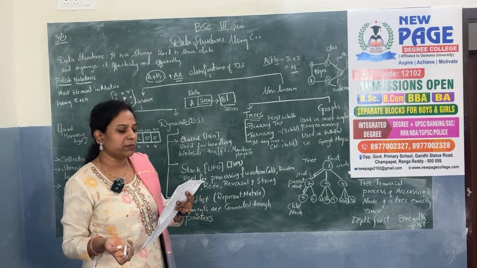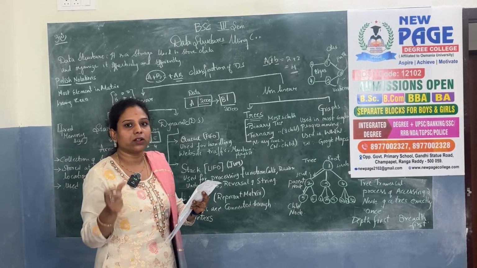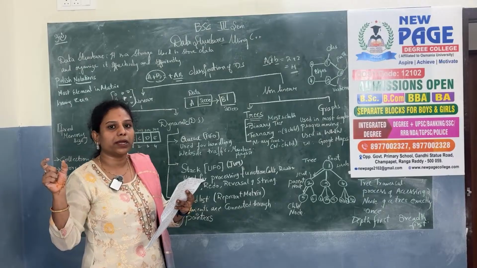Now next we'll be seeing selection sort. Find out whichever is the maximum or minimum element value.